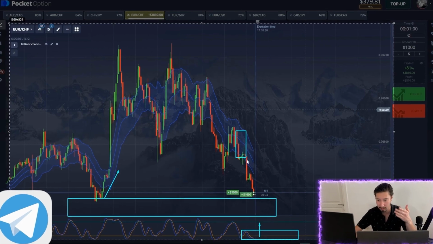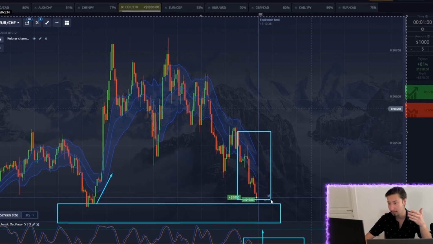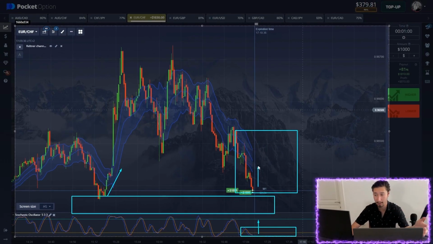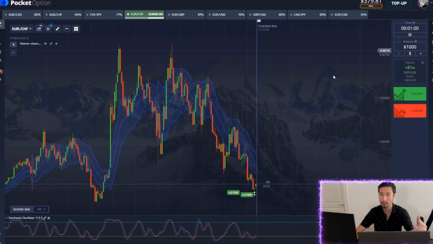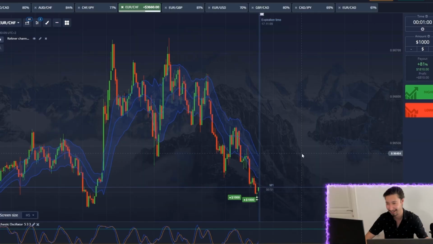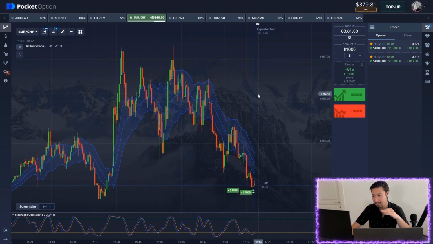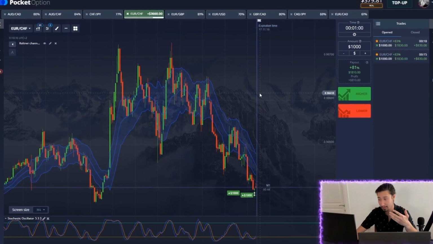Understand? And look at this massive downward dynamics from this level. That's why we're gonna see at least a small pullback. That's why we open the long. Okay, the support zone played out perfectly, guys. Like I said, the price is heading upwards. You see that.